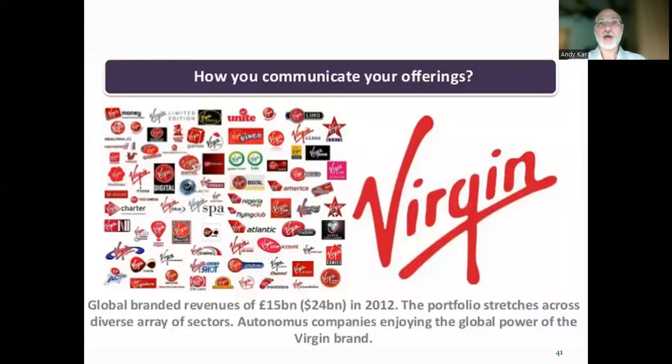Okay, how you communicate your offerings. We have here the example of Virgin. Global branded revenues of 15 billion pounds, which is the equivalent of $24 billion in 2012. The portfolio stretches across a diverse array of sectors, autonomous companies enjoying the global power of the Virgin brand. So under the umbrella of the Virgin brand, many companies are operating, and all these companies are your brand ambassadors, and they're communicating their offerings.